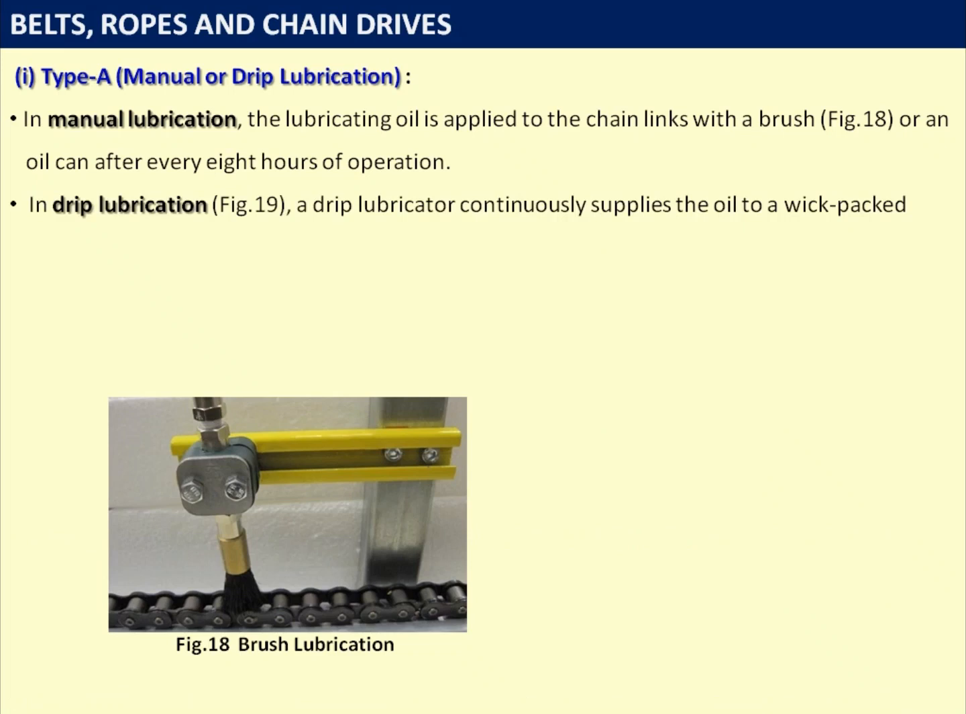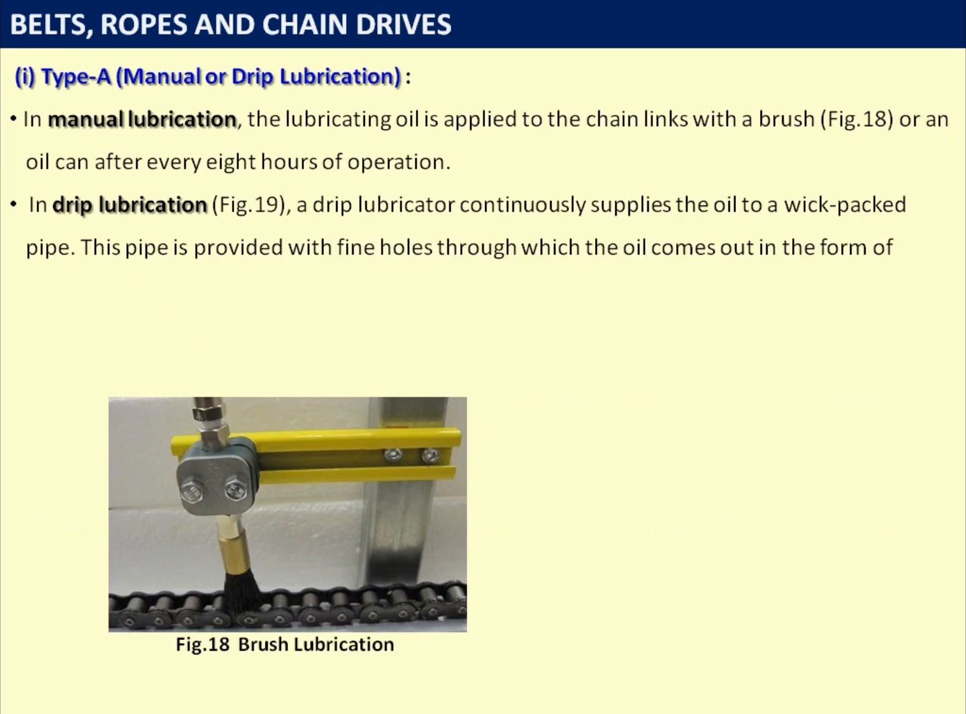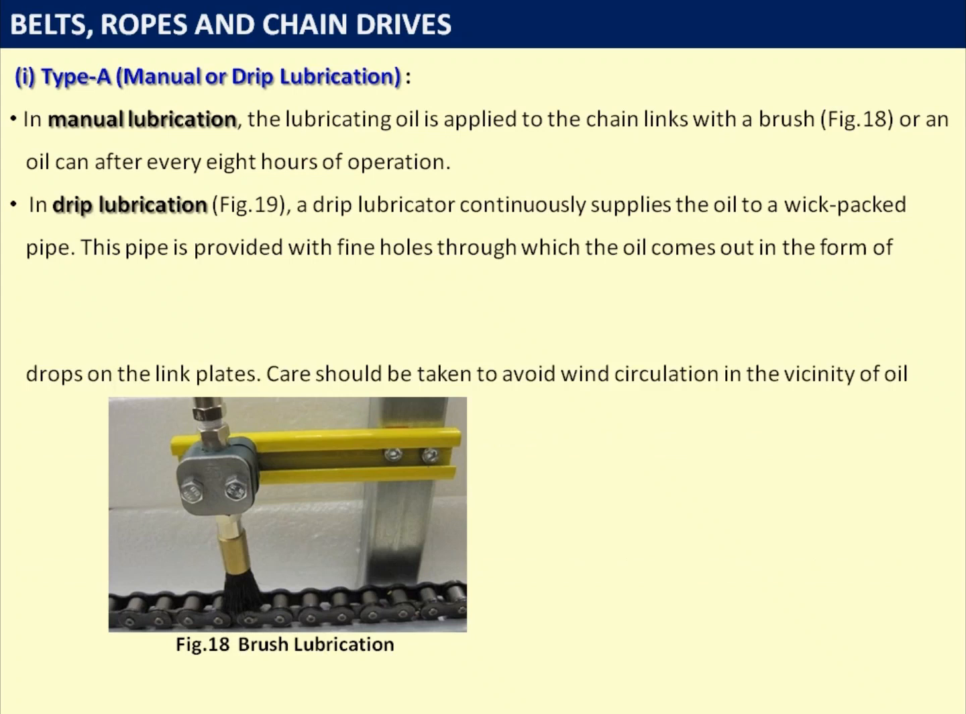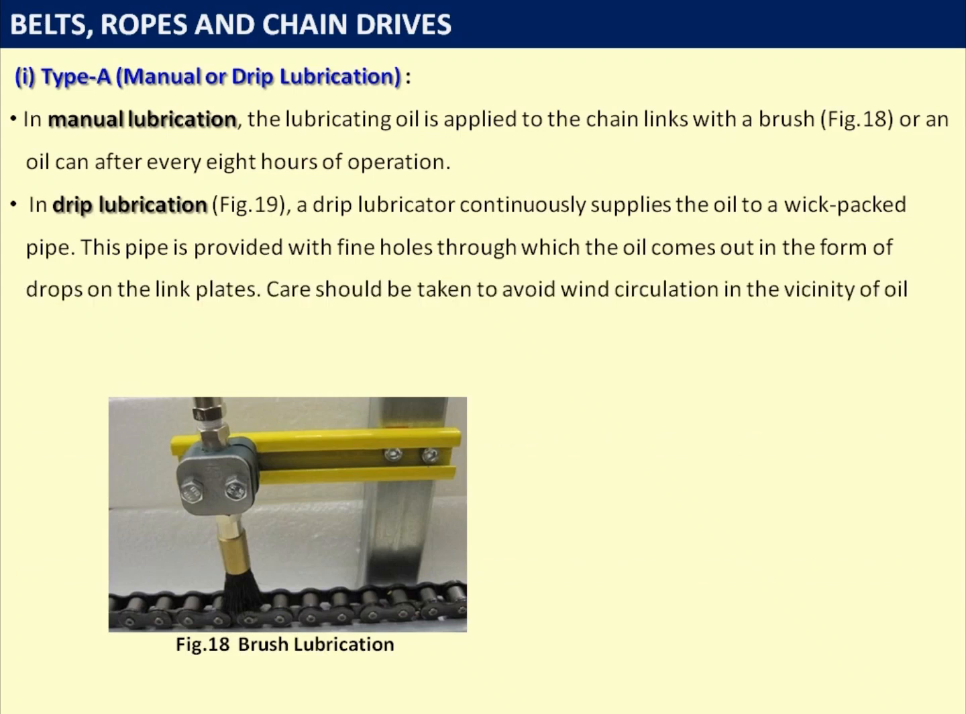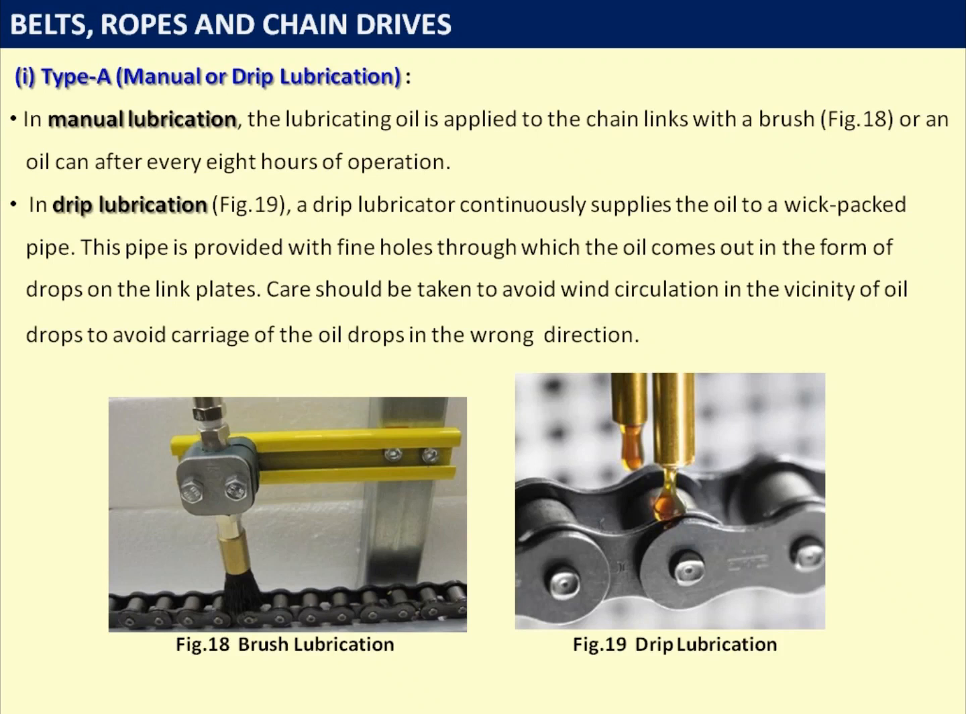In the drip lubrication, a drip lubricator continuously supplies the oil to a wick packed pipe. This pipe is provided with fine holes through which the oil comes out in the form of drops on the link plates. Now in this case, care should be taken to avoid wind circulation in the vicinity of the oil, otherwise the oil drops will be carried away in the wrong direction due to the wind. Figure 19 shows the drip lubrication where oil is dripping through a pipe having holes over the chain surface.